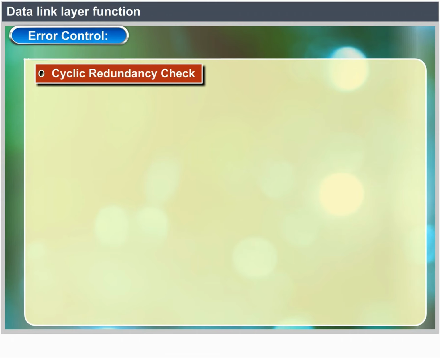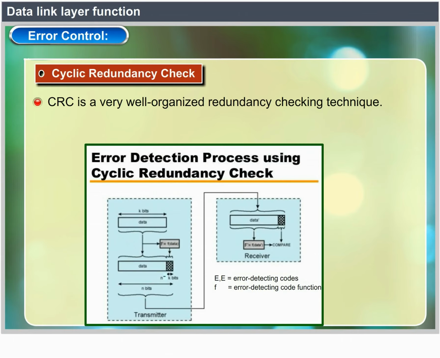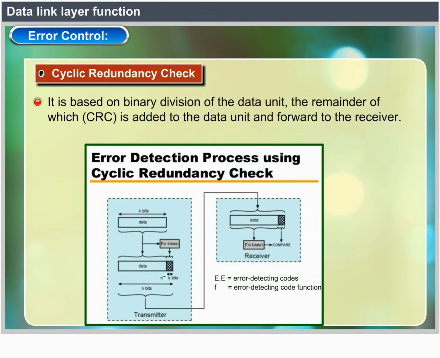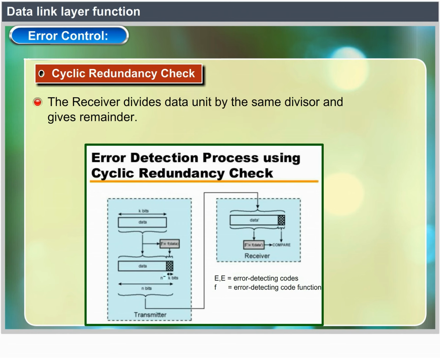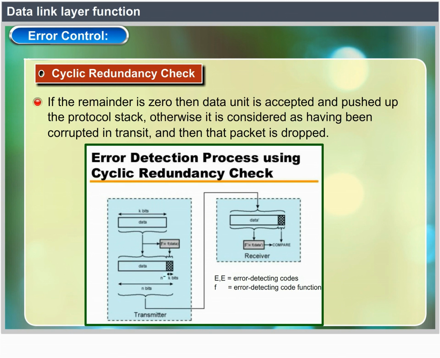Cyclic redundancy check. CRC is a very efficient redundancy checking technique. It is based on binary division of the data unit, the remainder of which, the CRC, is added to the data unit and sent to the receiver. The receiver divides the data unit by the same divisor. If the remainder is 0, then the data unit is accepted and passed up the protocol stack. Otherwise, it is considered as having been corrupted in transit, and the packet is dropped.